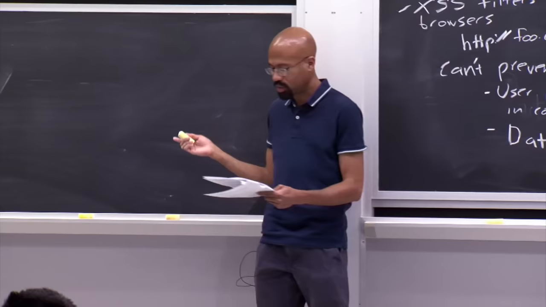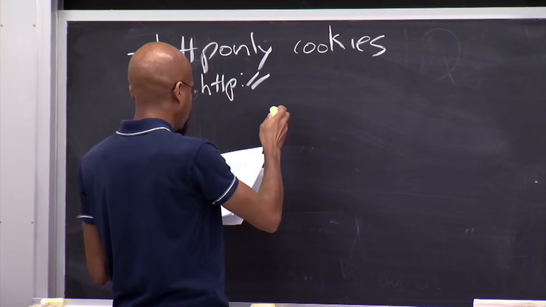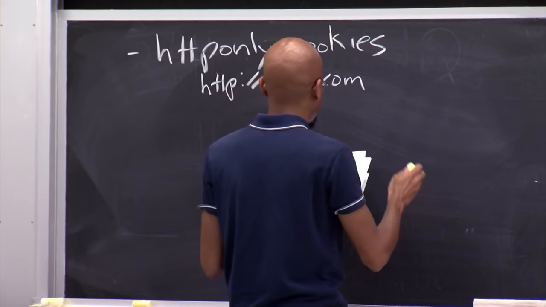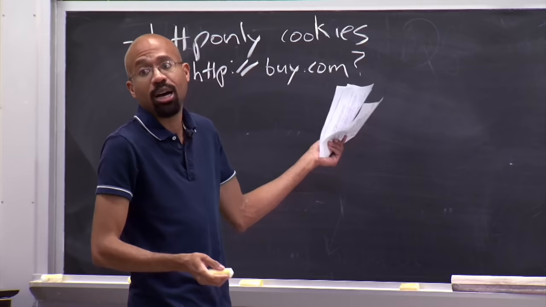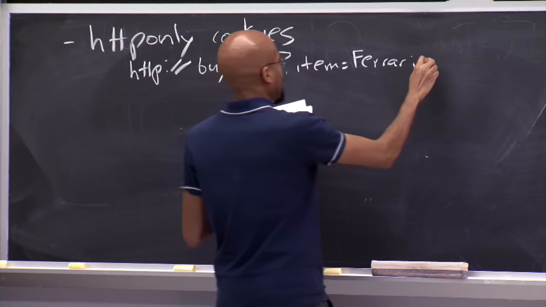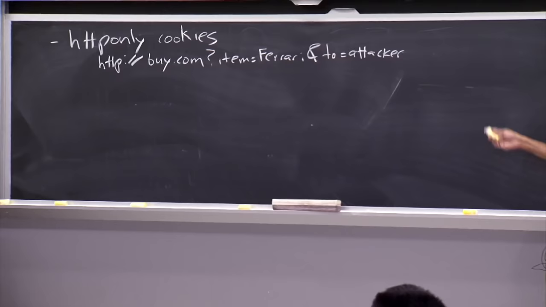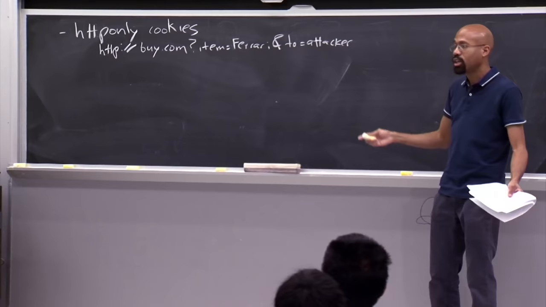This is only a partial defense, though, because the attacker can still issue requests that contain the user's cookie. This was the cross-site request forgery that we looked at in the last lecture. Even if JavaScript code can't manipulate cookies, the attacker can still conjure up a URL to some e-commerce site, let's say buy.com. The attacker can put whatever item they want to buy, say a Ferrari, and say this should go to the attacker. Even though client-side JavaScript can't access the cookie, nothing prevents the attacker from conjuring up a URL like this. This is what CSRF tokens help to prevent, which we'll talk about a little bit later.